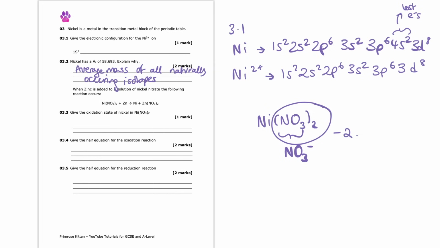So that must mean that nickel's oxidation state has to balance with the -2 that we have coming from the 2 nitrates. So nickel must therefore be +2. So then we're asked to give the equation for the oxidation reaction and then also for the reduction reaction.